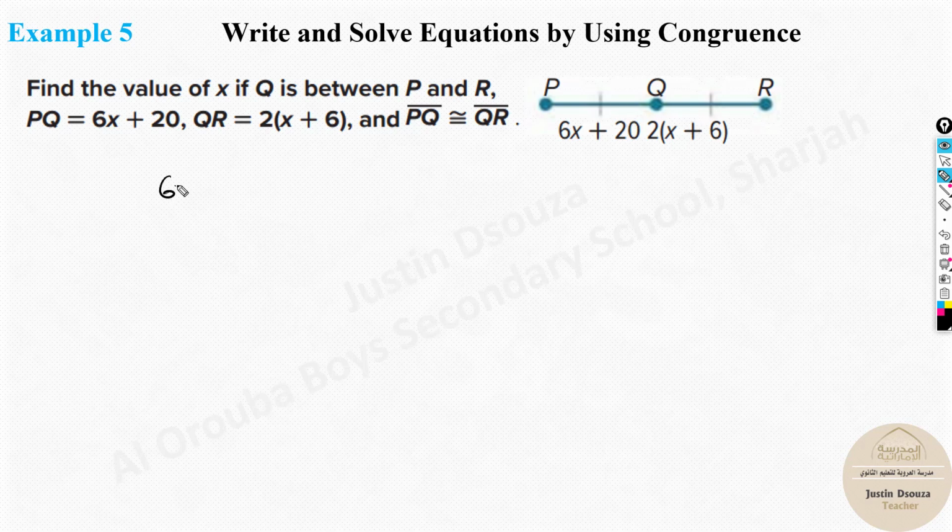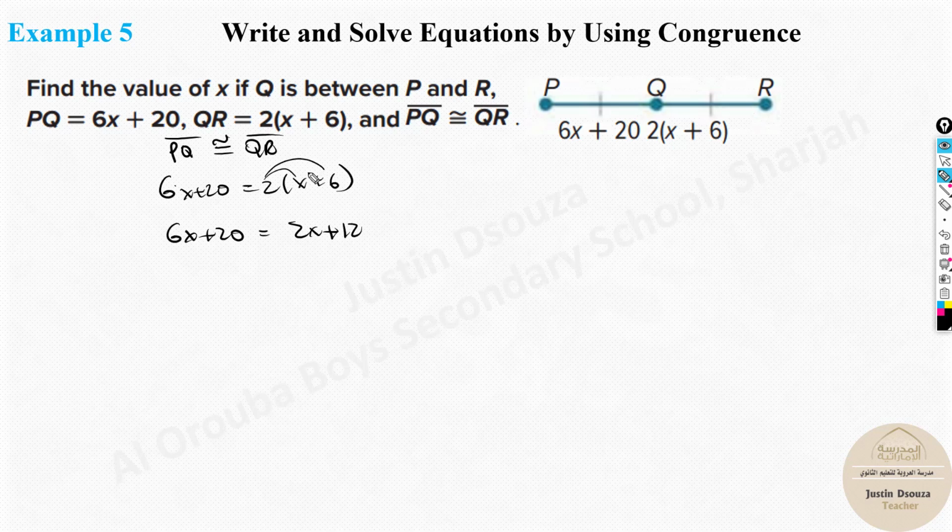Now what you do is, PQ is congruent, the symbol, to QR. So PQ is 6x plus 20. That will be equal to 2 times x plus 6. You can put this straight in the calculator if it is an objective problem, that means if you have options. Otherwise, let's solve it. 6x plus 20 is equal to 2x plus 12.